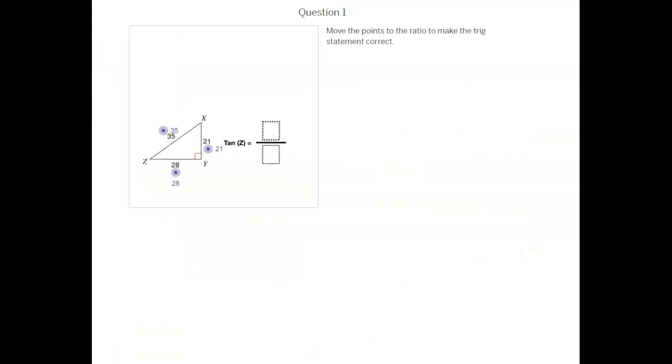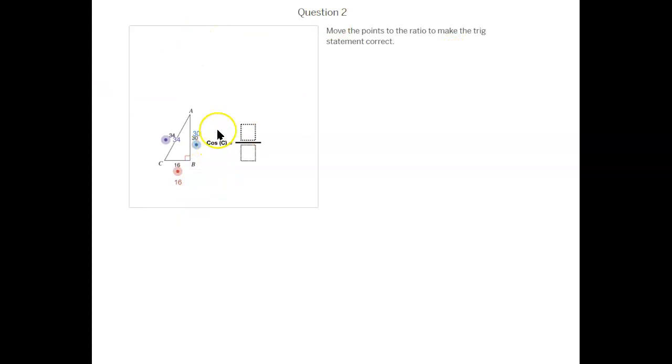We want to remember that tan is a ratio of opposite over adjacent. So when we're looking at angle Z, that's our theta. So we're going to look at the opposite over the adjacent. So not the hypotenuse, but the one next to the hypotenuse.